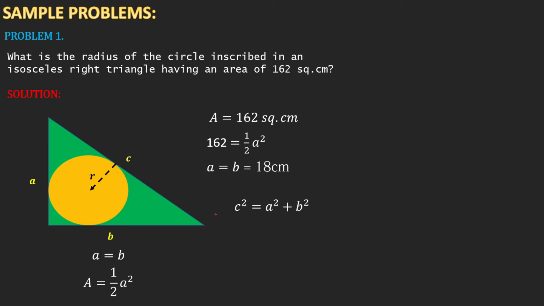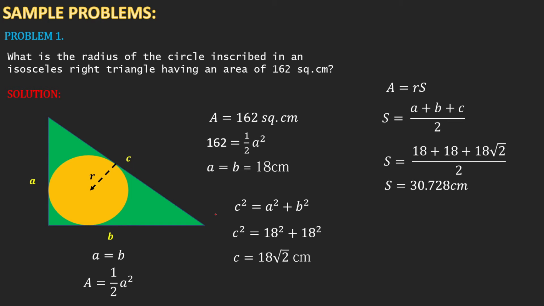Para makompute natin yung C, kailangan natin gumamit ng Pythagorean theorem. Ang gusto kasi nating makompute is the radius, so kailangan natin ang value ng C. So 18 square root of 2. Pagka-compute na natin si C, compute natin yung semi-perimeter, kasi ang formula ng area ng triangle is r times s. Semi-perimeter niya is summation lang nung 3 sides over 2. So 30.728. Then substitute lang sa formula, makokompute natin ang radius ng ating inscribed circle, 5.27 cm.